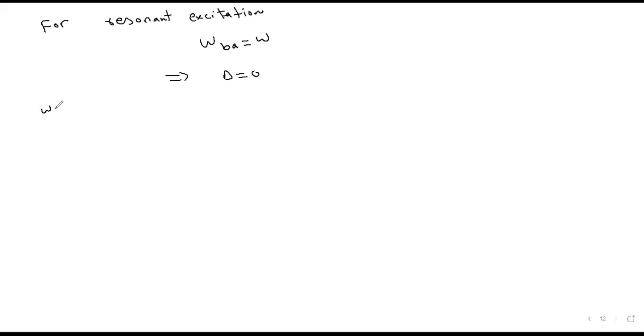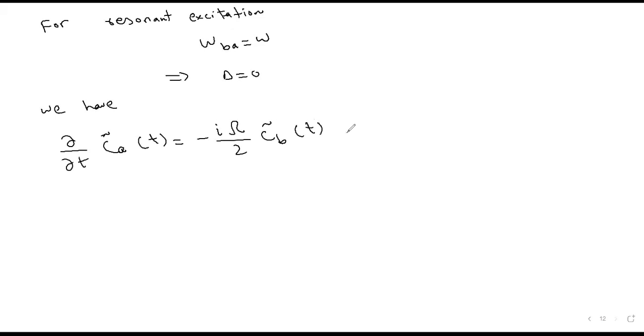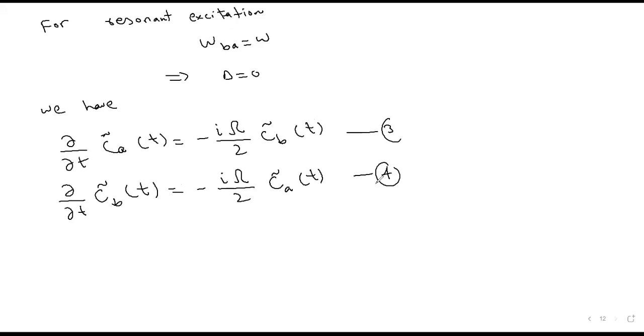Okay, so we have the following versions of the first two equations: partial by partial t Ca(t) equals minus iota omega by 2 Cb, and this will remain the same, and this will be changed. The second term will drop to 0. Cb(t) equals minus iota omega by 2 Ca, equation number 4. Okay, so let's start from equation number 3.